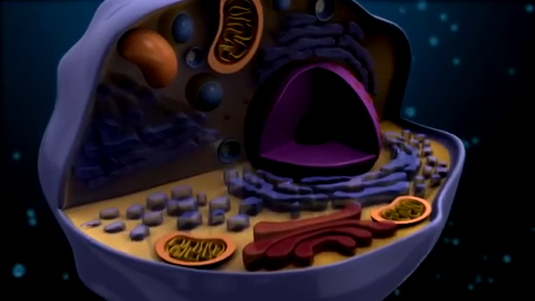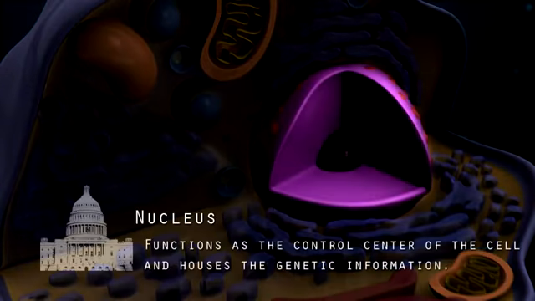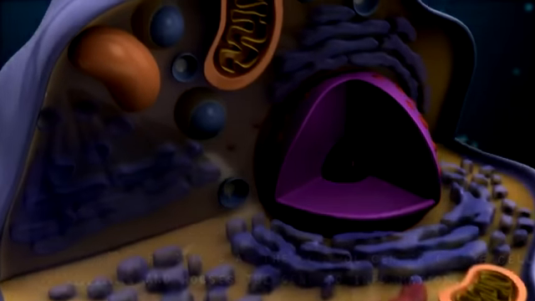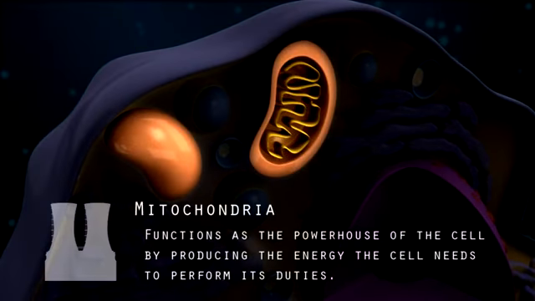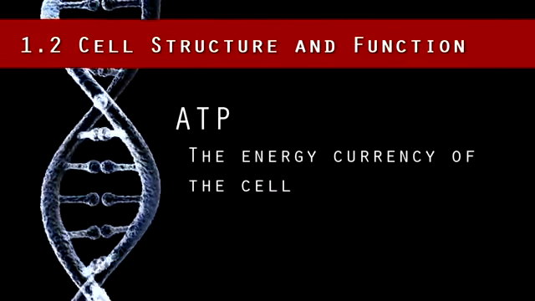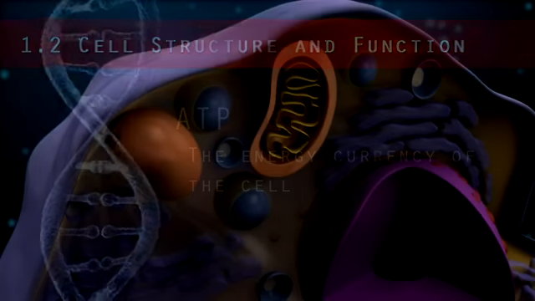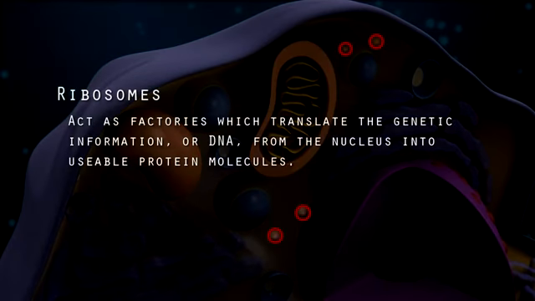The nucleus is like the Capitol building of the city, because it functions as the control center of the cell and houses the genetic information or instructions for what the cell is supposed to do. The mitochondria functions as the powerhouse of the cell by producing the energy the cell needs to perform its duties. This is just like a power plant providing energy for a city to use. The energy currency of the cell is ATP. The ribosomes act as factories which translate the genetic information, or DNA, from the nucleus into usable protein molecules. Proteins do the work in the cell.